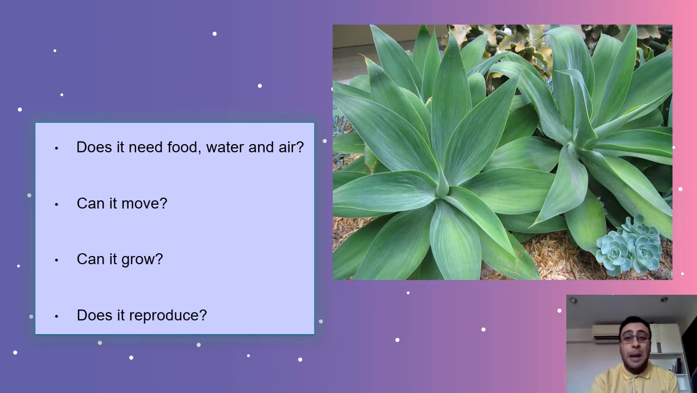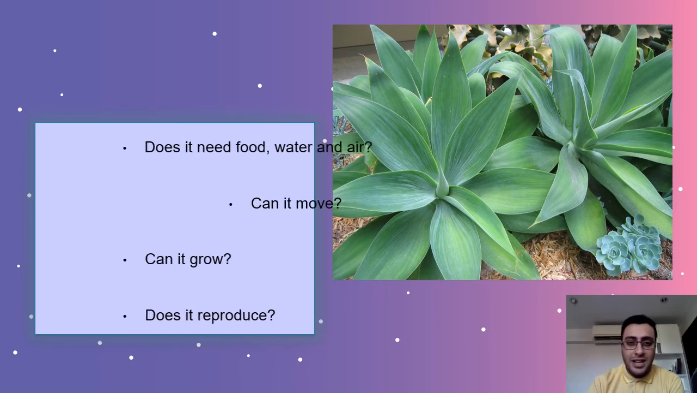Next one is plant. Okay? Does it need food, water, and air? Yes. Plants need food. Plants need water. Plants need air, right? Can it move? Sometimes, but it's very little. But they can still move, okay? Can it grow? Yes, it can grow. Does it reproduce? Yes, they can make more plants. So, if the answer is yes, it is a living thing.